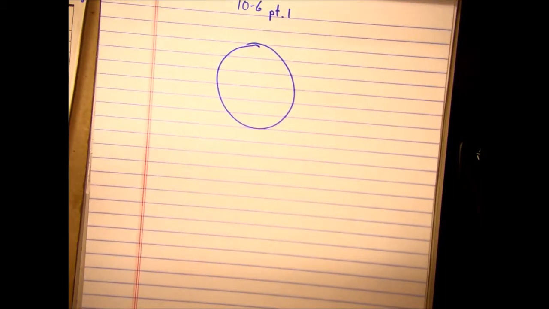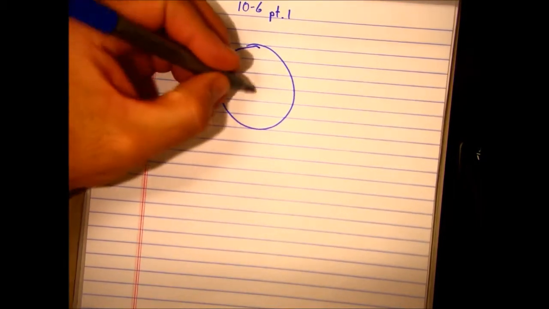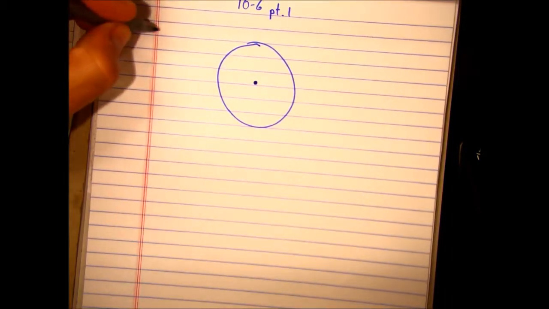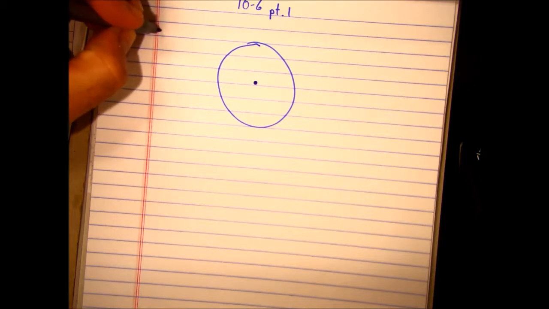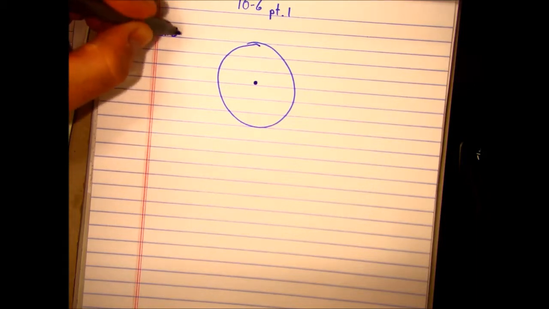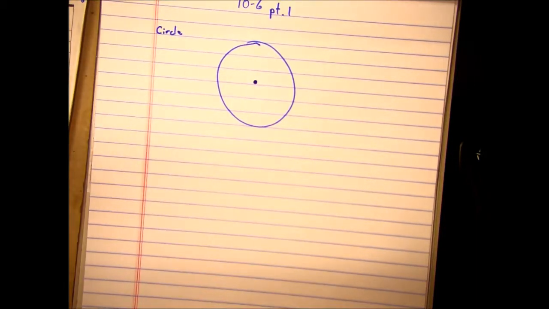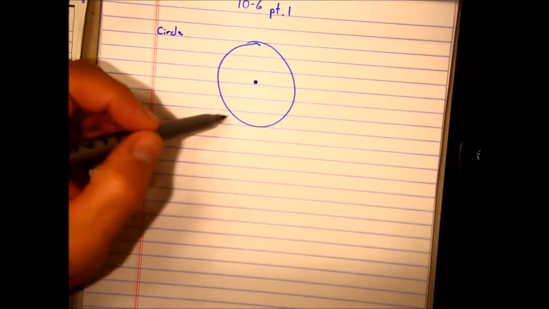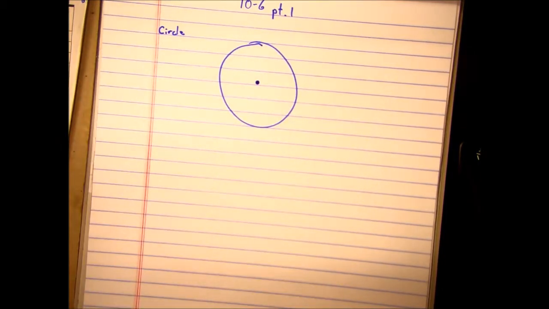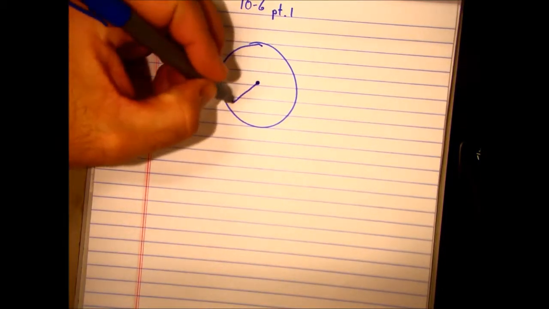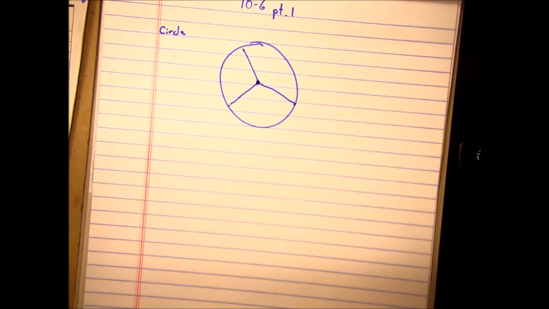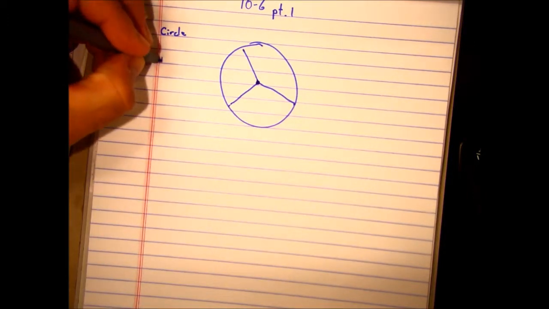A circle is a set of all points that are equidistant from the center. So that's the definition of a circle. Hopefully you write it down on your paper. It's a set of all points that are the same distance from the center. So all of those are the same distance. Now, what do we call that? If this is the same distance, and this is the same distance, and this is the same distance, what do we call those segments? Correct. Hopefully you know they're called the radius.